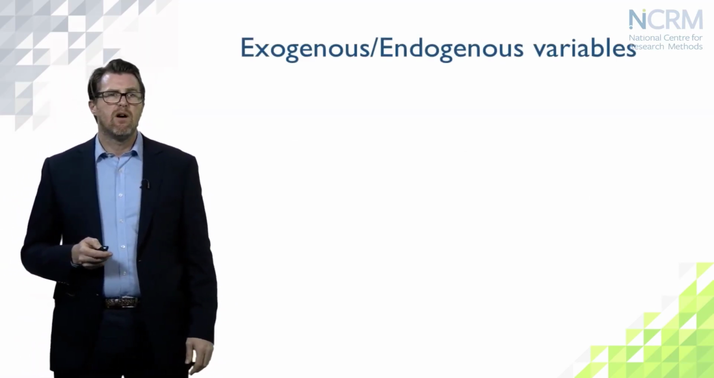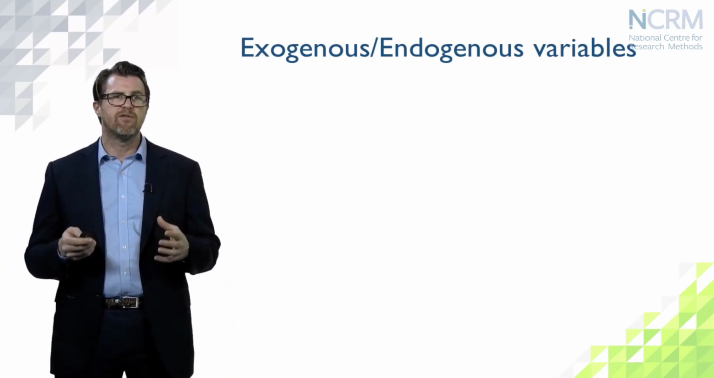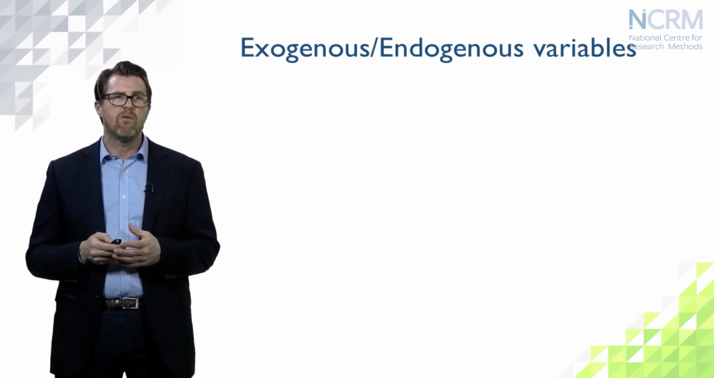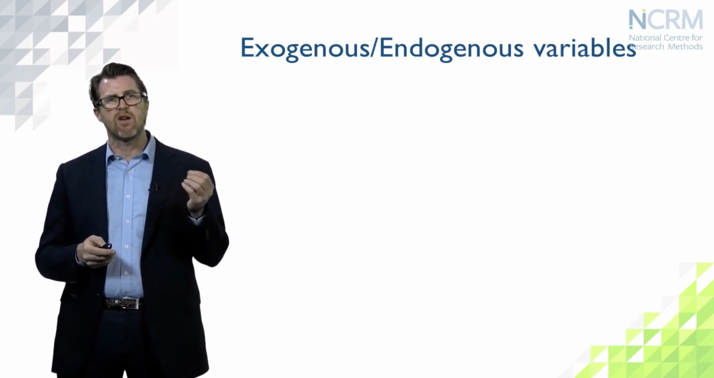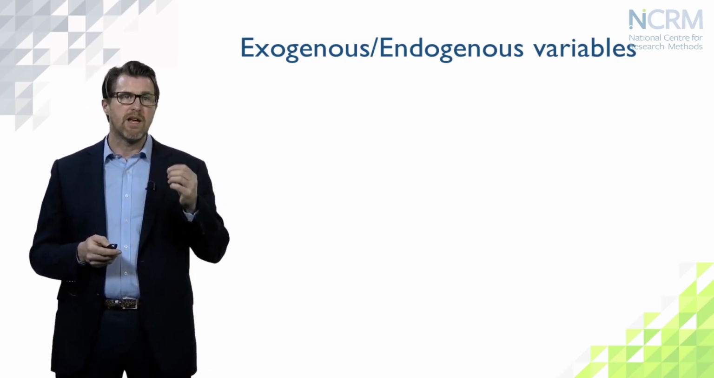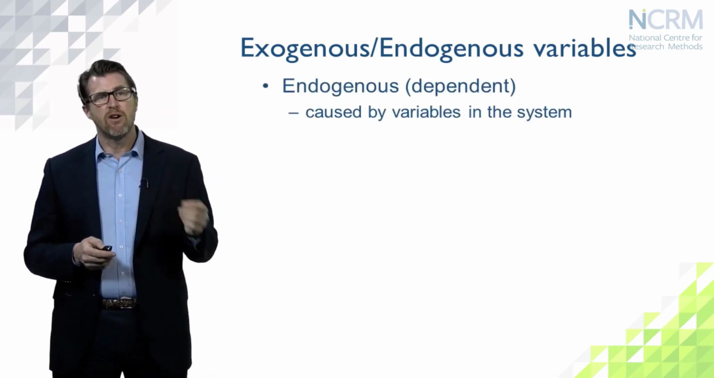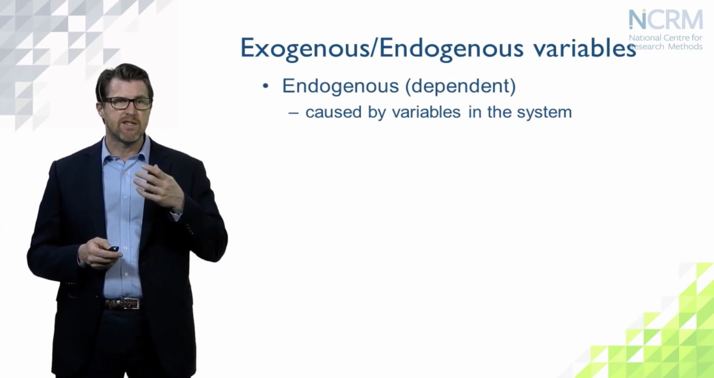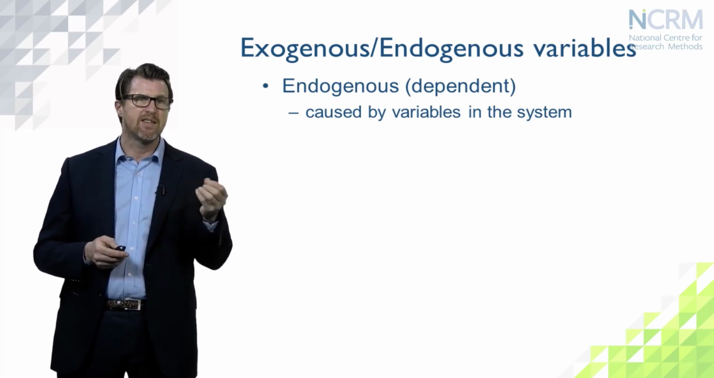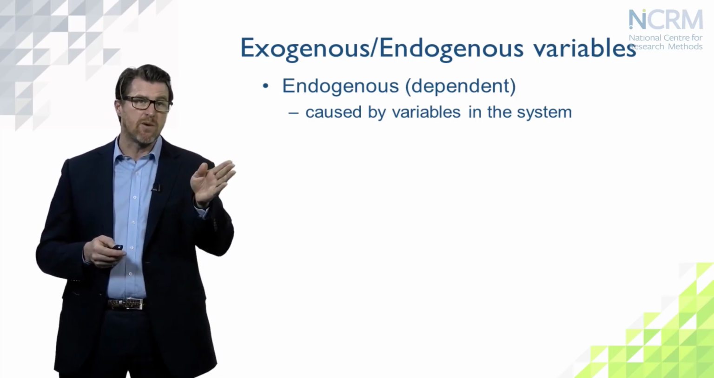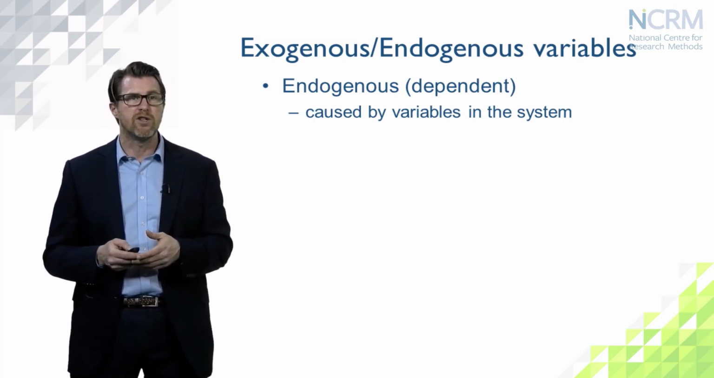When we are building path diagrams and systems of equations in structural equation modelling, we need to distinguish between two important kinds of variables, exogenous variables and endogenous variables. Now, an endogenous variable, as the name suggests, is something which is caused within the system. It's a variable that has, if you like, an arrow pointing into it. It is a dependent variable in one or more equations.